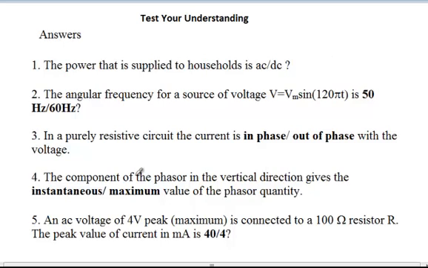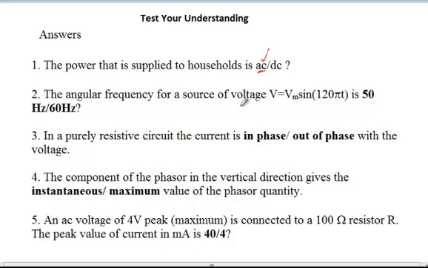And now for the answers. The power that is supplied to households is AC. The reason for this is it has to be stepped up and stepped down to reduce the power losses, and this can only be done with AC.